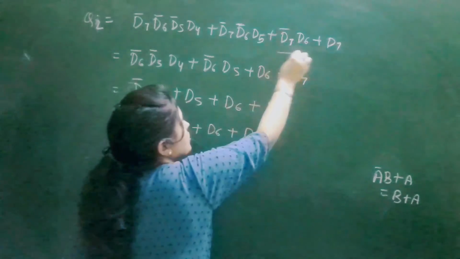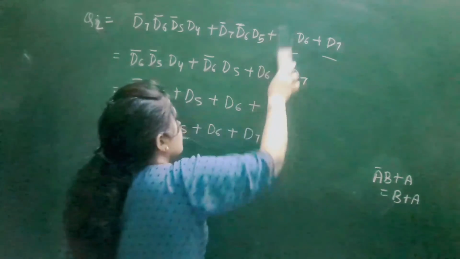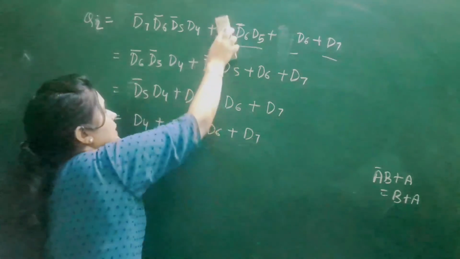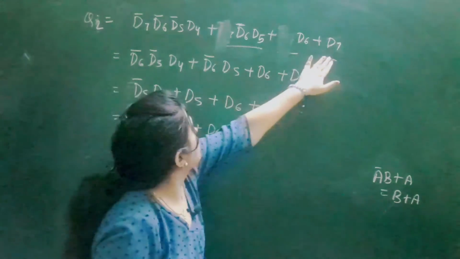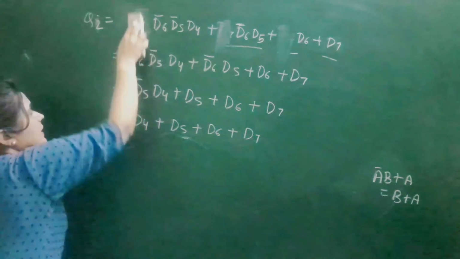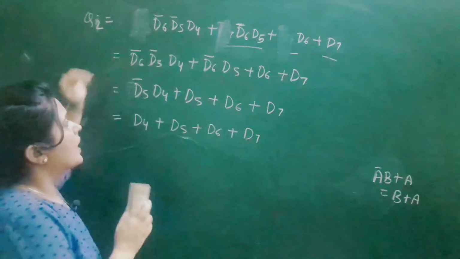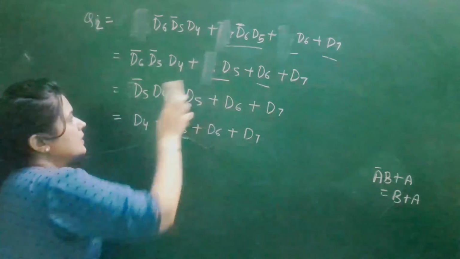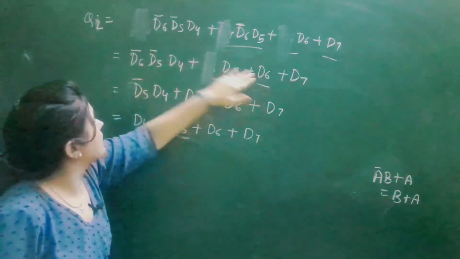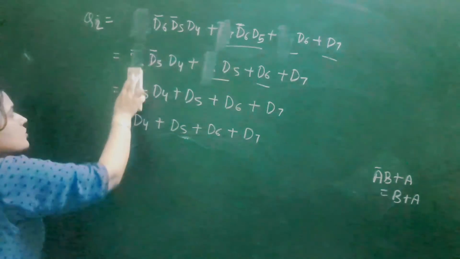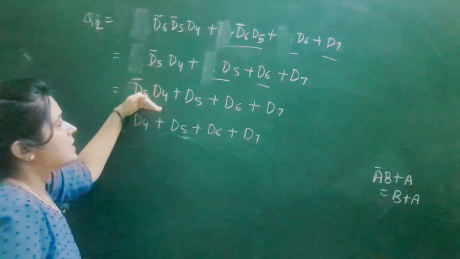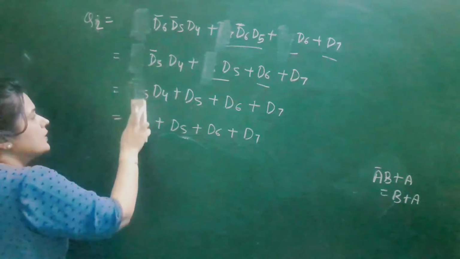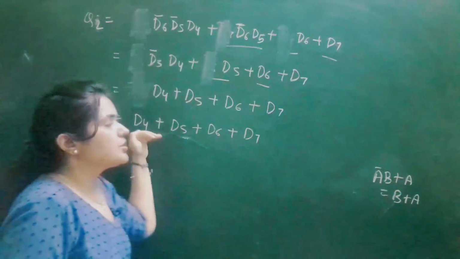If we take these two terms together, complement of D7 can be eliminated, so the next step will be like this. Now in this step, if we take these two terms together, complement of D6 can be eliminated. Now the next step will be like this. Now if I take these two terms together, complement of D5 can be eliminated, and the final expression will be like this.